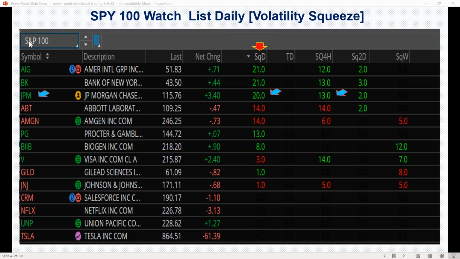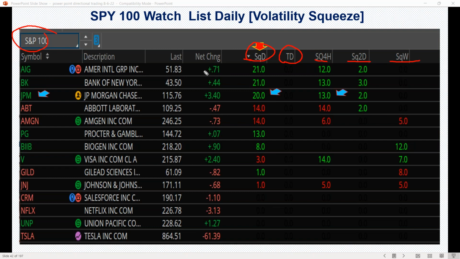And here's a current example. This is on Thinkorswim. I just pulled this up to look at the S&P 100 stocks. I did a scan, and that SQD means squeeze daily. So I did a scan to see what on the S&P 100 stocks is in a squeeze on the daily. Now this is a trigger, so once it does break out of the squeeze, I can see how long it stays out. Here's a 4-hour squeeze, a 2-day squeeze, a weekly squeeze. So I can look at all the different time frames that I want.